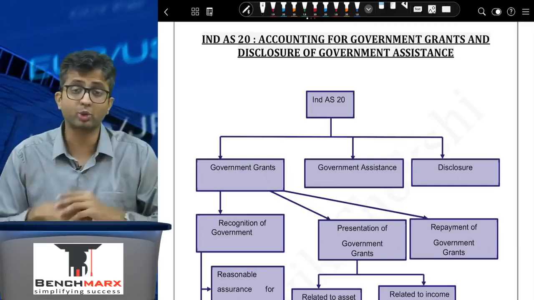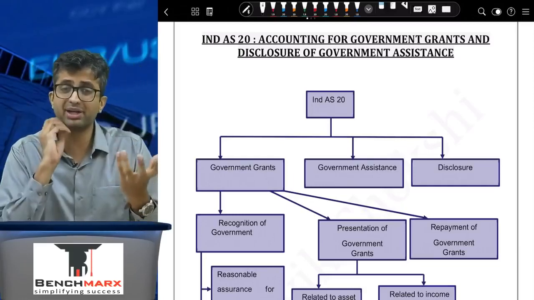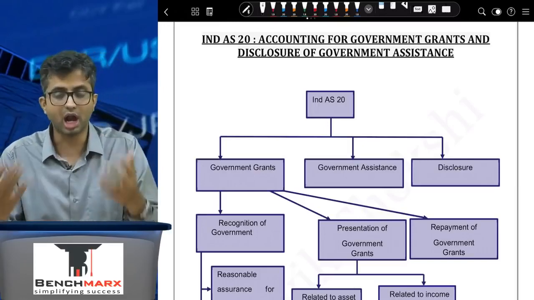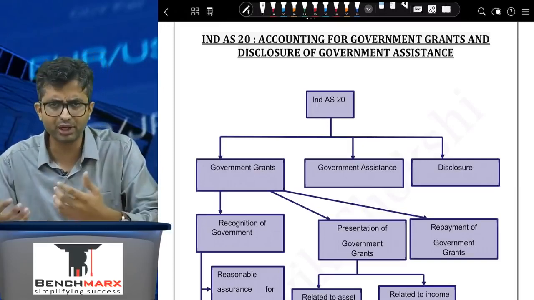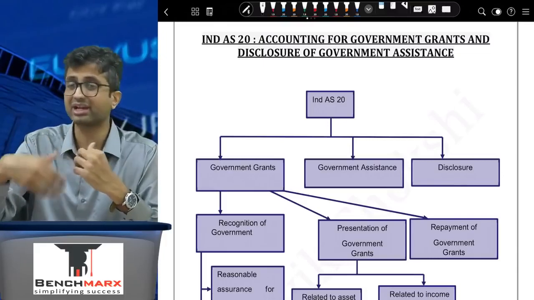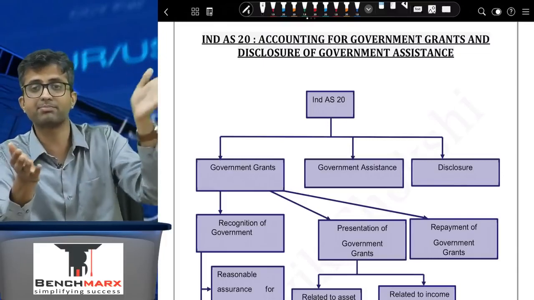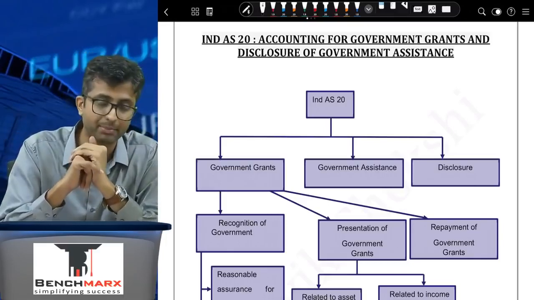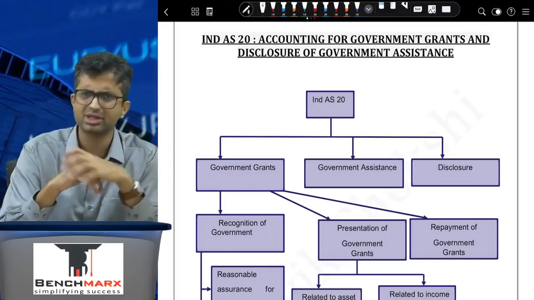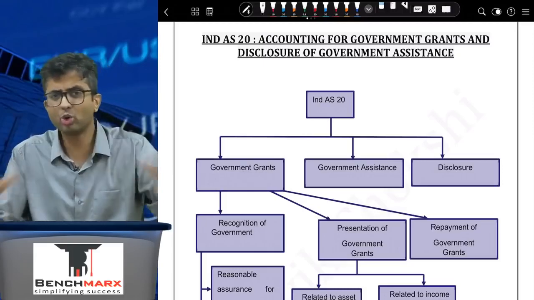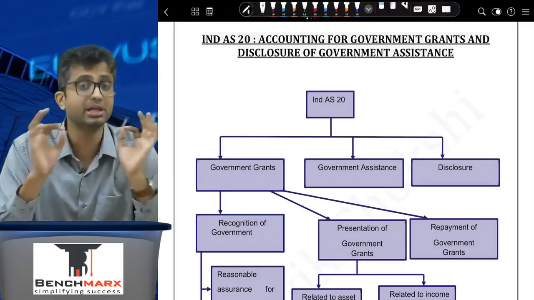If you look at a grant linked to income, the treatment will depend on whether this is a grant which is given for fulfillment of some future expenses like training expenses or research expenses, or it is a compensation for some past losses or expenses that have already happened. So if it is a compensation for past losses, expenses, or it is unconditional, no condition given, then you record it in the P&L immediately.